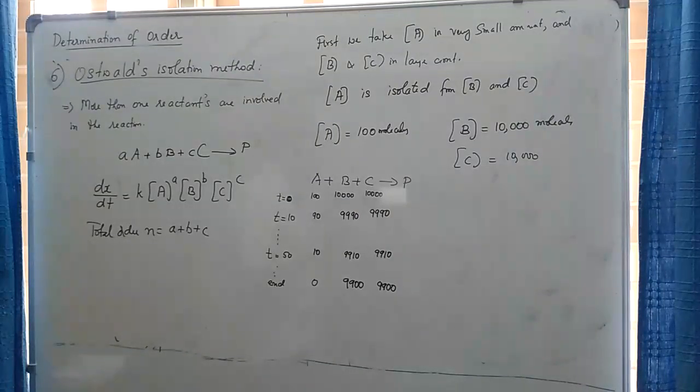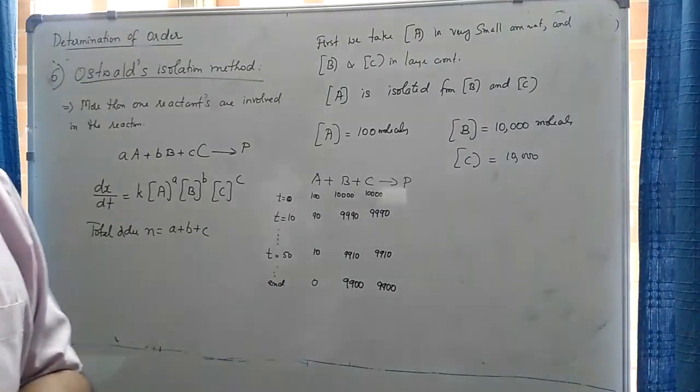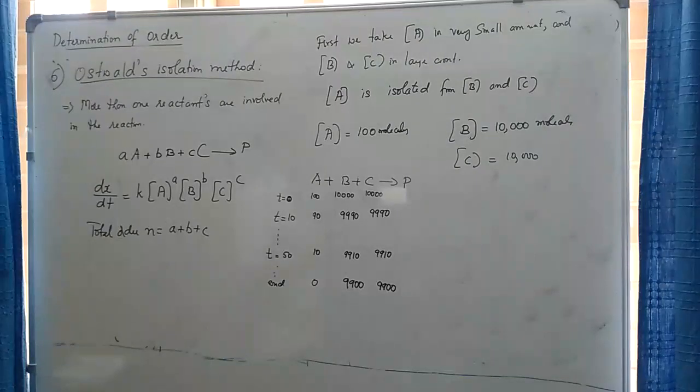Even though there is a large change in the concentration of the reactant A, the change in the concentration of B and C throughout the reaction is very, very less. So we can treat the concentration of B and C almost as a constant. Those reactants which are taken in very large amount, their concentration may be considered almost as a constant throughout the reaction, whereas the concentration of the reactant which is taken in less amount is not a constant, it varies with respect to time.